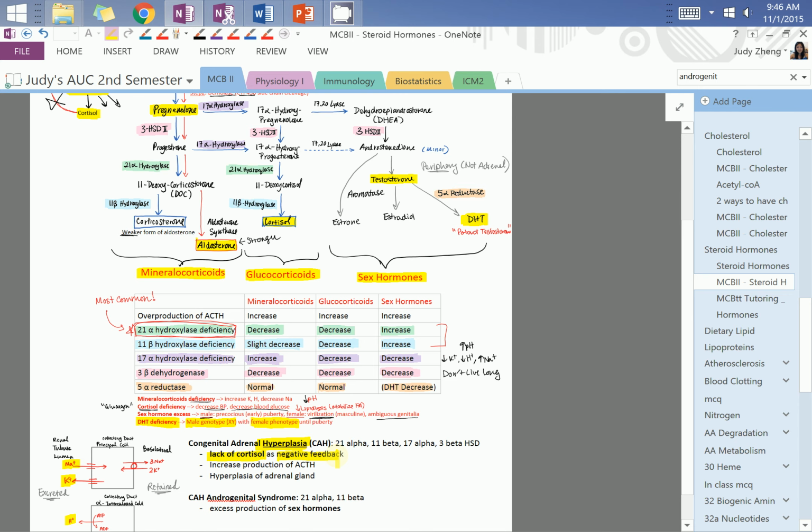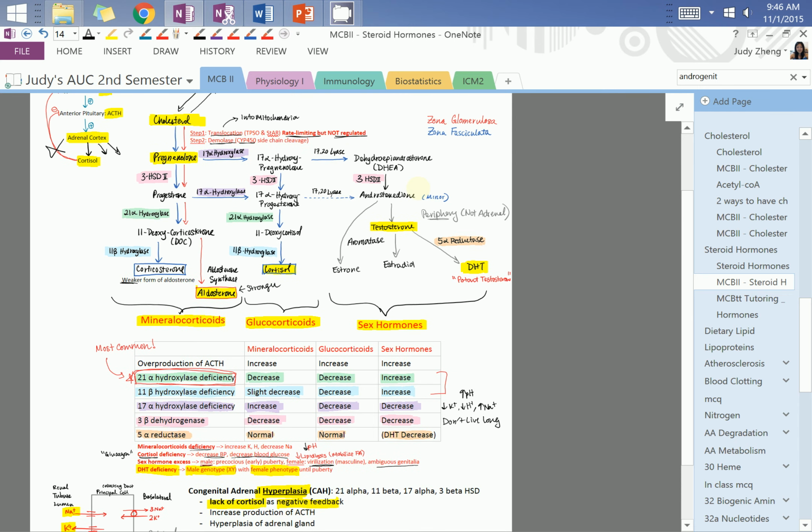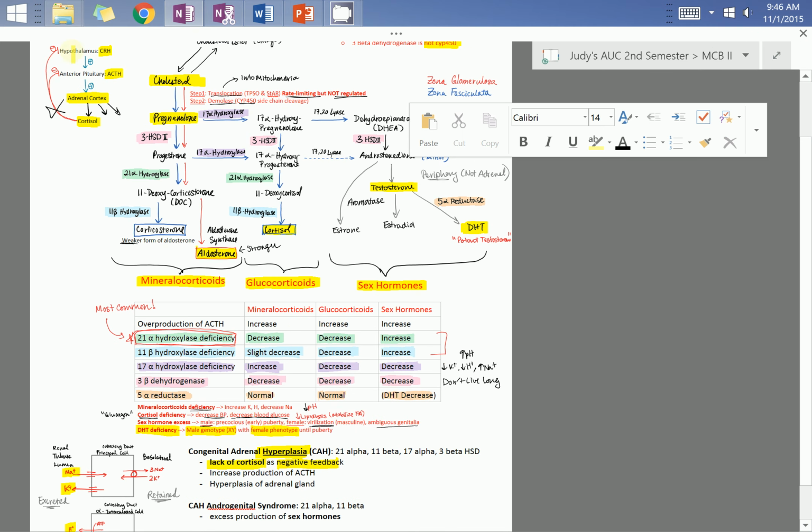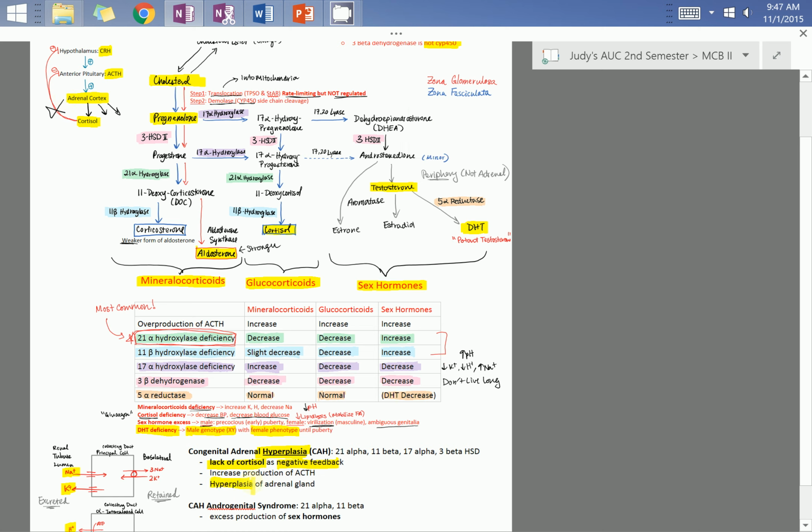So let me go back to that other chart up here. If you don't have cortisol, there's no negative feedback to the hypothalamus and anterior pituitary, so they're thinking that you're not making enough product and you need to make more, but you're not able to. So they're trying to have more cells in the adrenal cortex so that they're better able to produce the hormone. So you have an enlarged adrenal gland, a hypertrophy, more cells in the adrenal gland due to the lack of negative feedback.